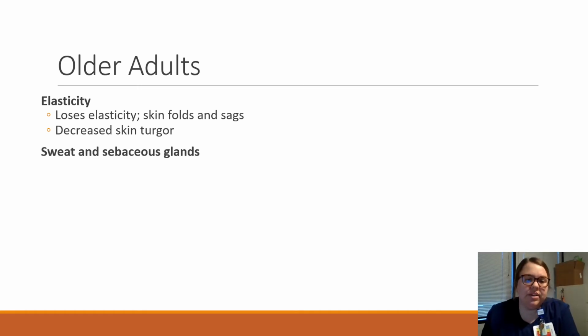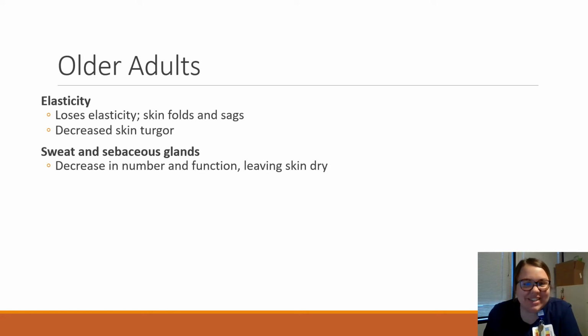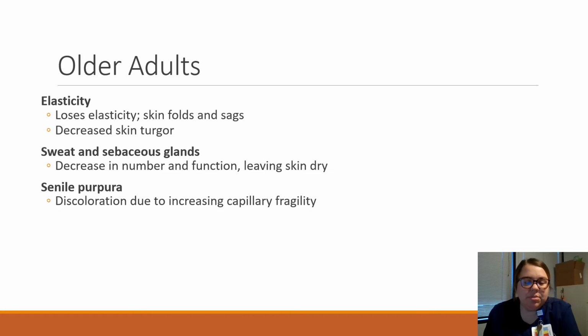Sweat and subcutaneous glands have decreased number and function, leaving the skin very dry. So it's very important that these clients don't excessively wash because that's going to dry out their skin. Plus, with just aging, it's going to dry out their skin as well. The senile purpura, so it's discoloration due to increasing capillary fragility.